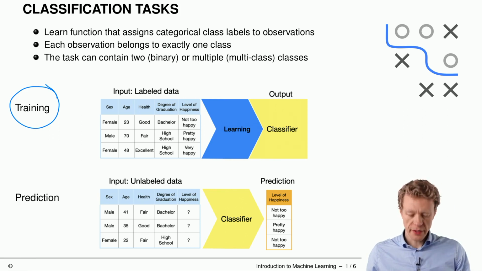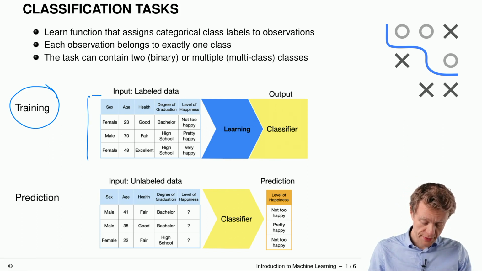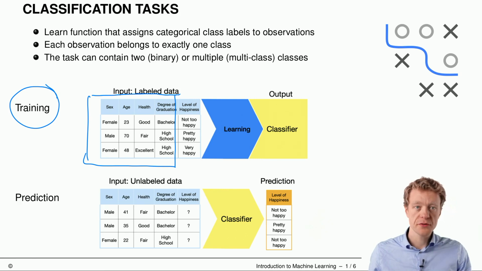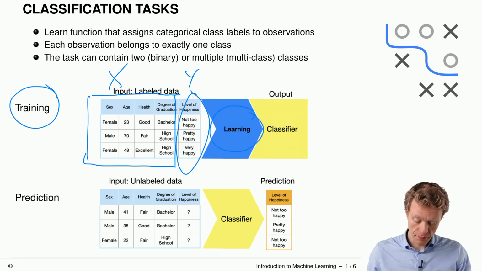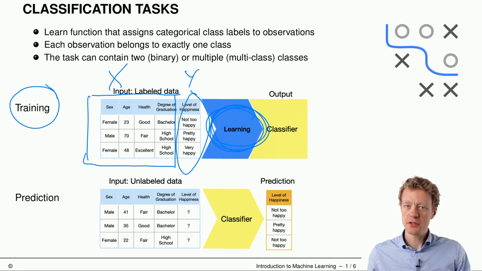So we have a very similar visualization here for the learning process as we had for the regression task. As an input, we have labeled training data, which are divided into a feature matrix X and a label vector Y. In this case, the label is the level of happiness. This target variable has three classes: not too happy, pretty happy, and very happy. In this very small data set, each observation belongs to a different class, but of course in a larger data set, one class can have various observations in it. Then we try to learn something with, for example, later on the logistic regression or the naive Bayes approach, and as an output of the learning, we have a classifier.